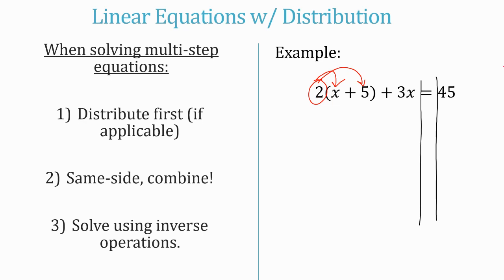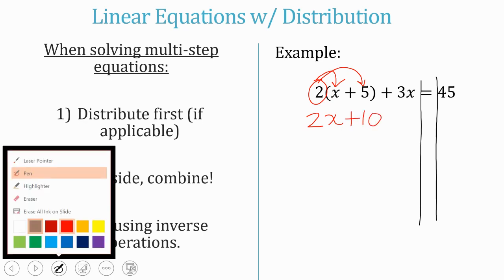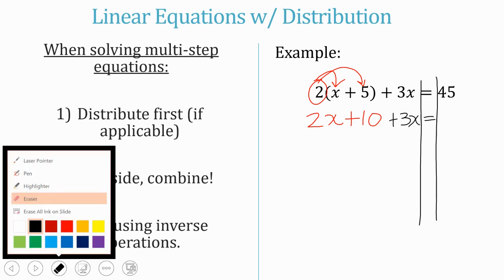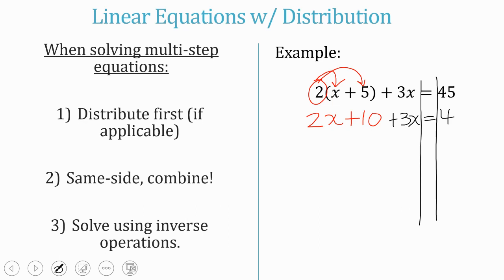2 times x is 2x. 2 times 5 is a positive 10. And then I'm going to bring down whatever we did not use. So that includes this 3x, and that includes this equals 45. Let me just make that look more like a 4. Okay. Notice that we got rid of our parentheses after we distribute. That's totally fine. That's the whole purpose, is to get rid of those parentheses.